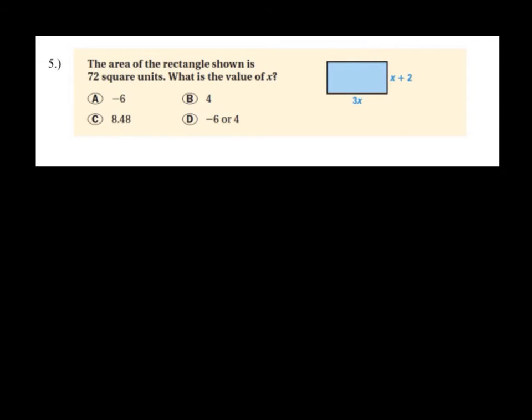Number 5, it says the area of a rectangle shown is 72 square units. What is the value of x? So if we just set this up, guys, to solve it, and we're going to try solving it using completing the square because that's what we're focused on today. Remember that length times width is your area, so we have the length, which is 3x, times the width, which is x plus 2, equals 72 square units. So in this case, the only difference, guys, is that this equation equals 72 instead of equaling 0, like they did in the 2 examples above.